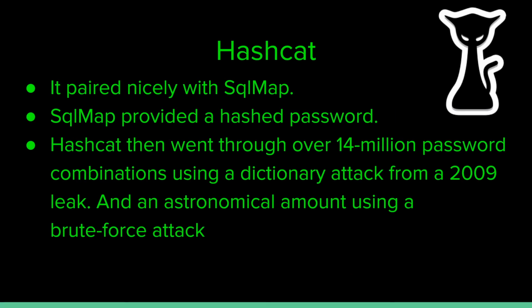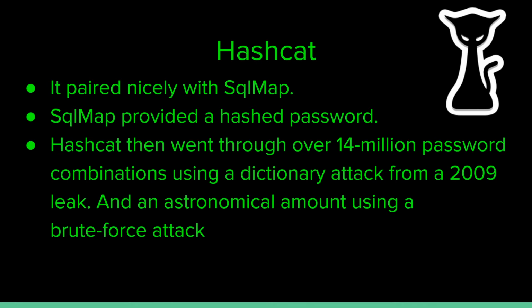We also used a third program called Hashcat. It paired nicely with SQL Map, because SQL Map provided a hashed password when we retrieved information from the database, such as the users' passwords. When you download Kali Linux, Hashcat is one of the apps that comes installed. The way Hashcat works is that it uses a file called rockyou.txt, which contains over 14 million unique passwords from a website leak in 2009. Because we have the hashed password from SQL Map, and the rockyou file doesn't store any hashes, it just stores plain text passwords.